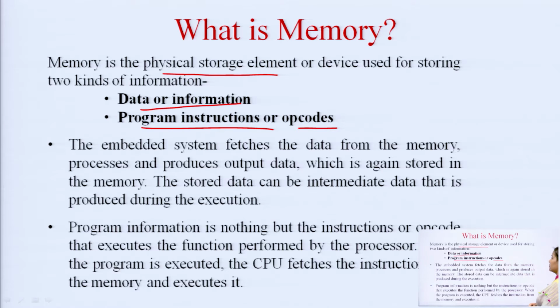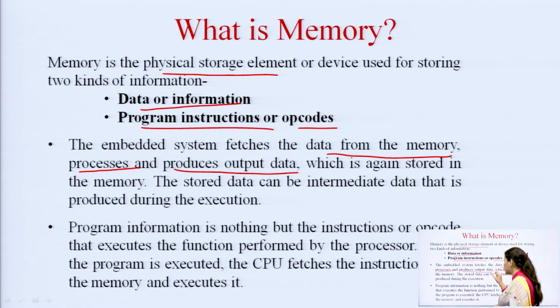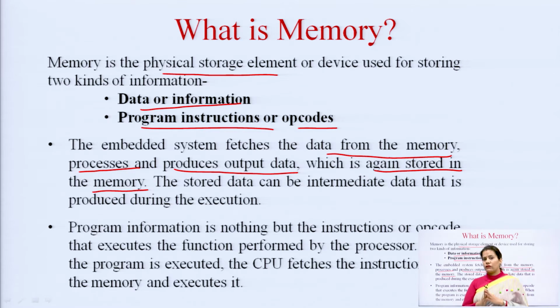The embedded system fetches the data from the memory, we know that. Data is always stored in the memory, processed, and produces output data, which is again stored in the memory. So, whether it is the raw data, the semi-finished data, the intermediate data or the final results, all these things are to be stored in the memory. So, we can understand how important the memory is for any embedded system application.